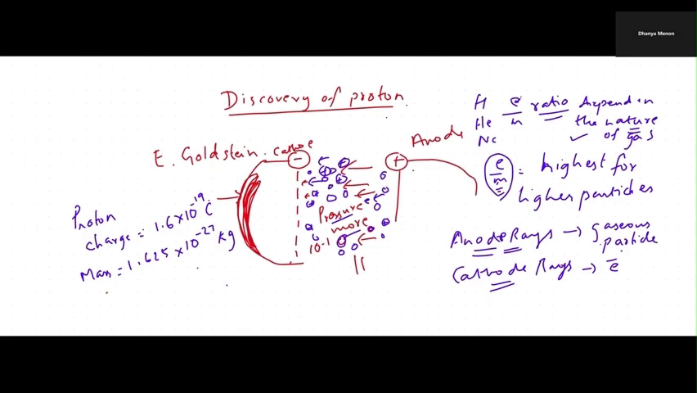Okay, and which one is heavier, proton or the electron? Proton is much, much heavier than the electron. It is around 1837 times heavier than the electron. And this was the discovery of the proton and the electron, and it was a big breakthrough in science, the discovery of the subatomic particles.